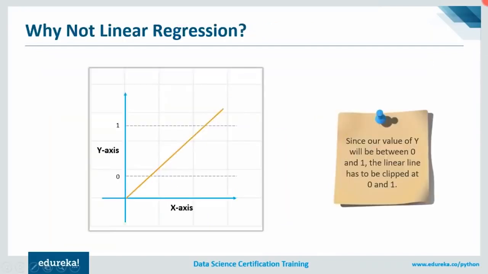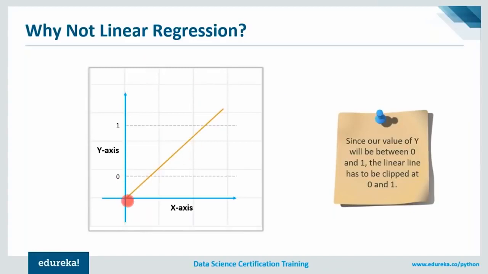Now you must be having a question: why not linear regression? Guys, in linear regression, the value of y, or the value which you need to predict, is in a range. But in logistic regression, we just have two values. It can be either 0 or 1. It should not entertain values below 0 or above 1. But in linear regression, the value of y is in a range.